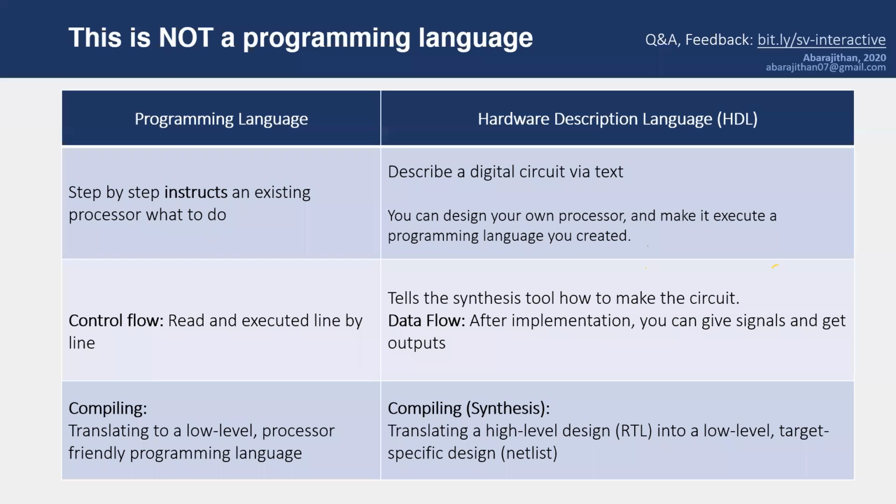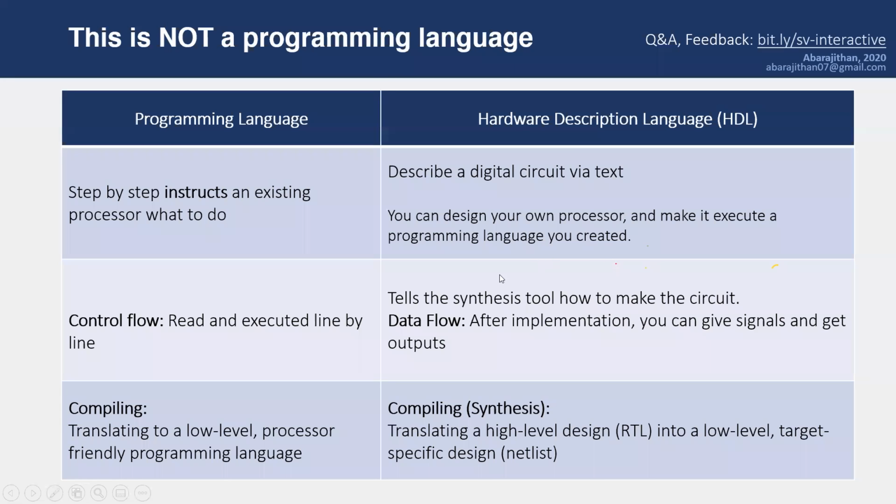So this is just a summary of what I said. A programming language gives step by step instructions to a processor. You already have a processor, and you tell it step by step what to do. A hardware description language describes a digital circuit as a text file. Completely new, and you can design your own processor. In semester 5, we have a project where we design our own processor and make it execute a programming language that we create. So we can design our own processor and make it execute our own language.